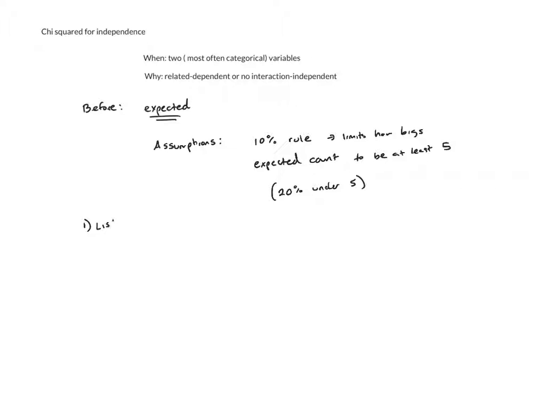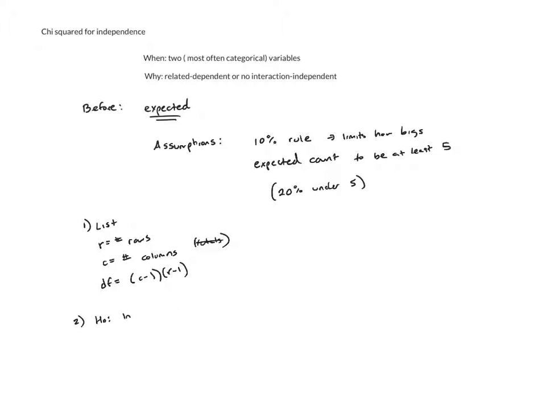The first step to our test is to list R, which is the number of rows in our table, and C, which is the number of columns in our table. These do not include totals, so that is only where the data is. I use these to calculate degrees of freedom, and degrees of freedom for a chi-squared test for independence is C-1 times R-1. After I've calculated my degrees of freedom, the next step is to go ahead and find my hypothesis.